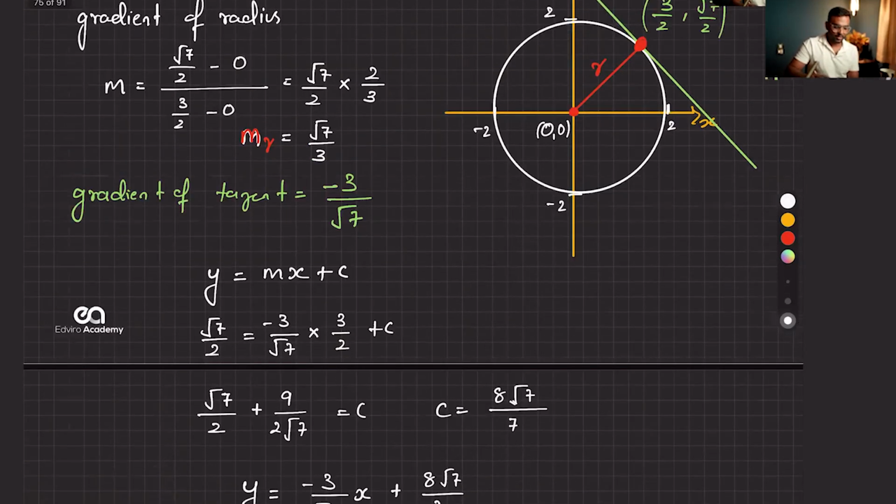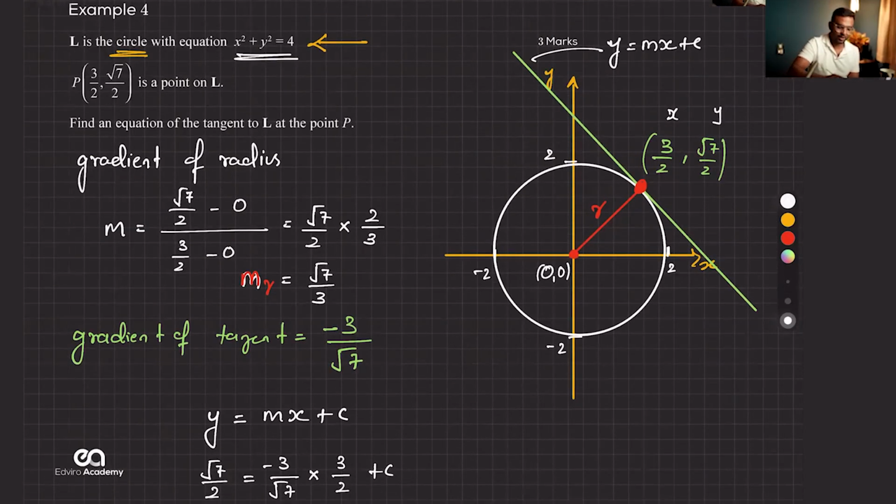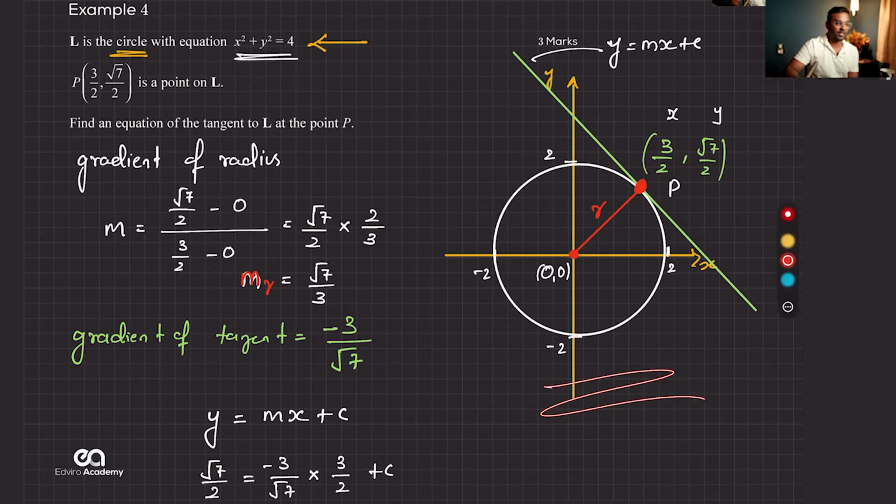So let me go through it really quick. The equation of a circle was given. I just drew it. And I knew a tangent needs to be drawn because it says find the equation of the tangent to L at point P. So this is my point P here. Okay, marked it. Is everyone okay with the diagram? No problem with it? Yeah, all okay?